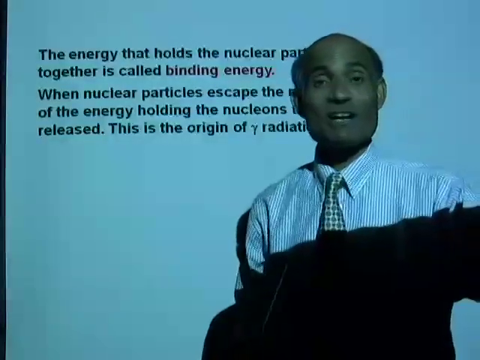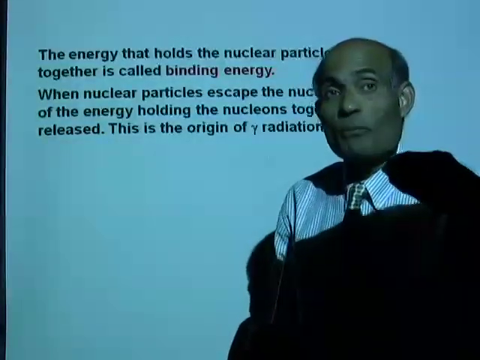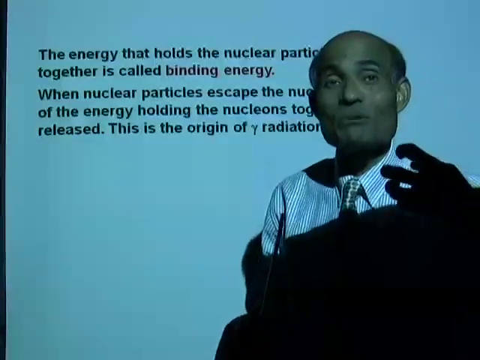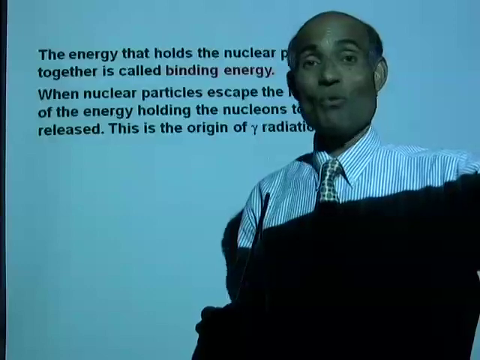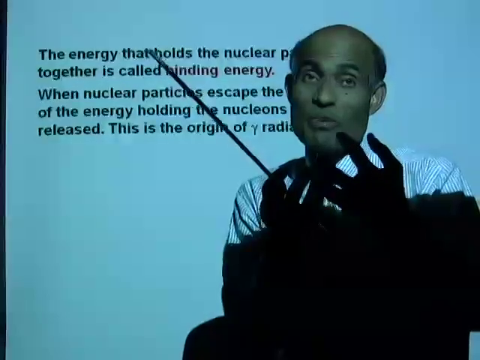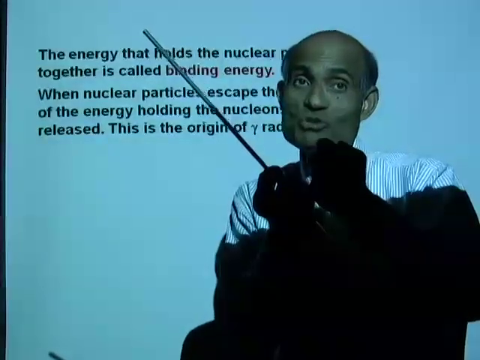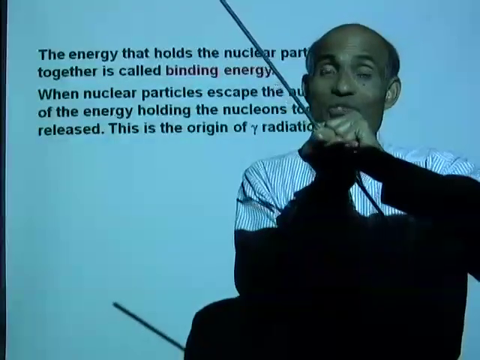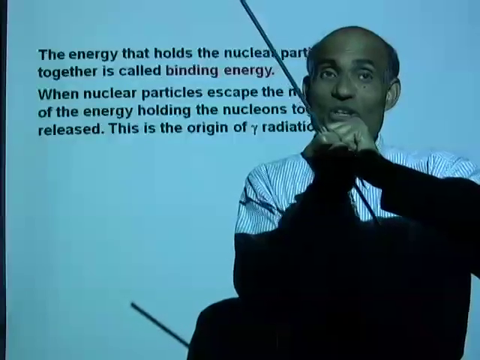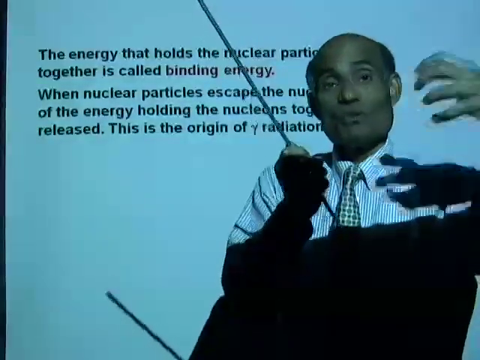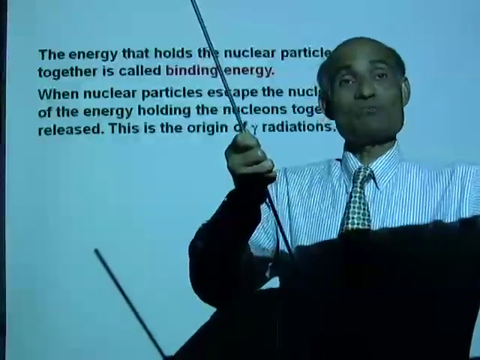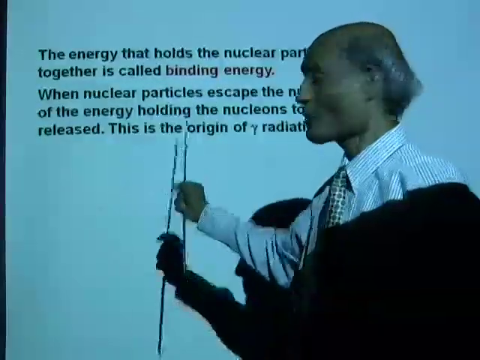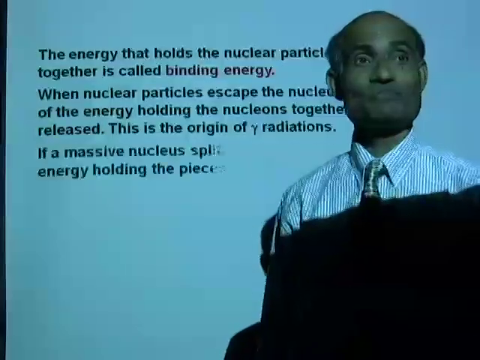We discussed in the last class that when an alpha particle is emitted by a nucleus, it is very often accompanied by a gamma radiation. Why? Because an alpha particle means a part of the nucleus is torn apart. So the energy that binds those particles within that nucleus has to be released when the particle is broken away from the nucleus. And that is the origin of gamma radiation.